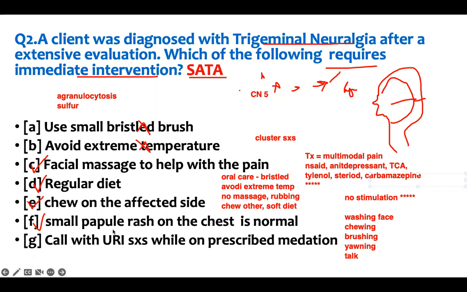NCLEX will not give you this without specifying that the patient is on carbamazepine. But I want you to think that carbamazepine is the treatment of choice, even in trigeminal neuralgia, even though you're going to be giving this patient a bunch of medications. Carbamazepine is the treatment of choice for trigeminal neuralgia. Therefore, small purple rash on the chest is not normal because it's a sign of a sulfur issue. Call for URI symptoms while on the prescription. Like I say, it's the same thing.